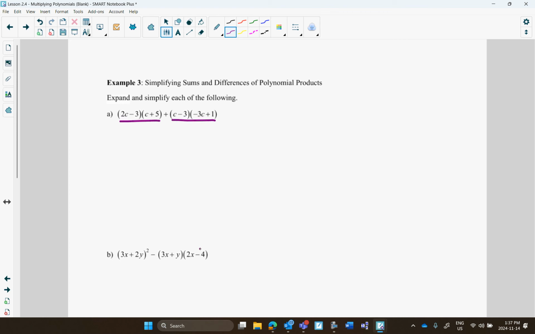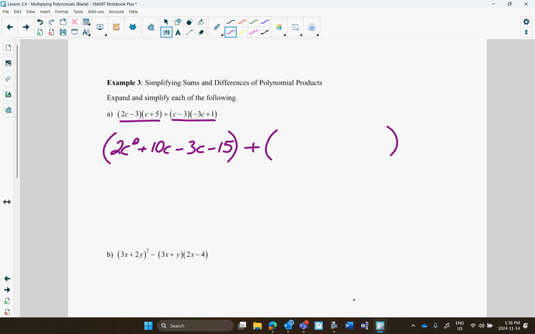So we've got to do 4 multiplications for each one. So I get 2c squared plus 10c minus 3c minus 15. That answer has to stay together. What symbols do I use to keep a bunch of terms together? Right, so you need parentheses. Then I'm going to have plus. And then I'm going to have my second multiplication answer, which needs to be held together in parentheses.